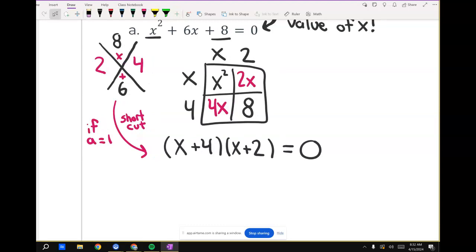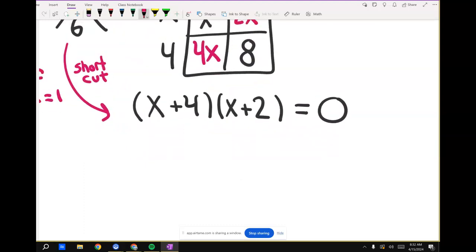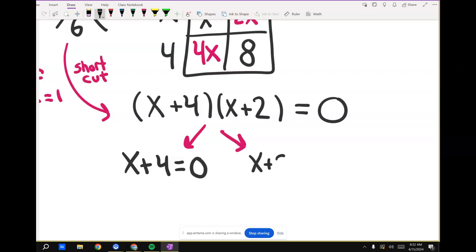So this is everything we did last week. Nothing new here. This is the one new step that we're doing today. We get to an answer that looks like this: something times something equal to 0. So we're going to use our zero product property, which just means we're splitting it off and writing two separate equations. We set our first equation equal to 0, so x plus 4 is equal to 0. And then x plus 2 equal to 0. And I just need to solve both.